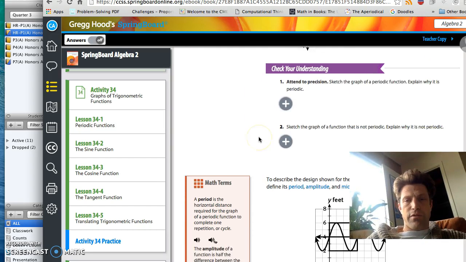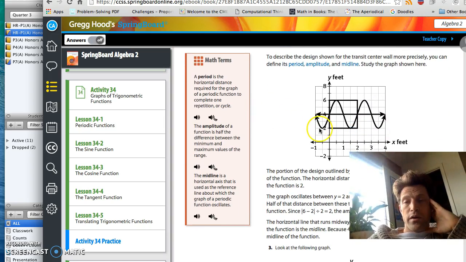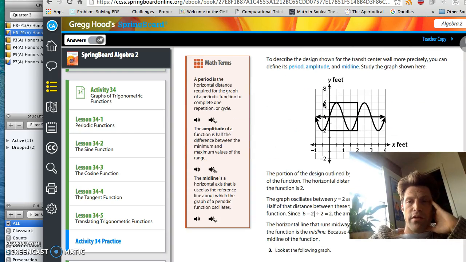Let's see what we got for better definitions for these things. Here's another one. This one looks more like a sine-cosine function. Sine-cosine functions are not pointy and jagged like this. They're curvy like this. They make waves. It's called sine waves.